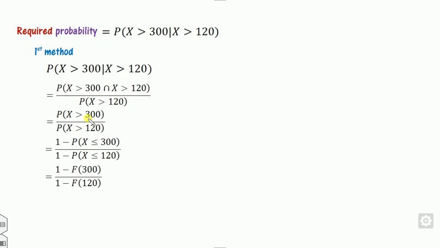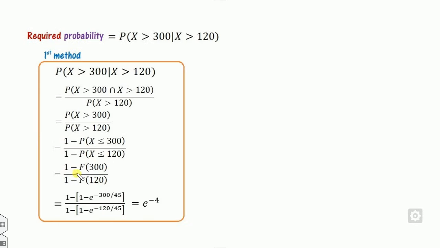Otherwise you can use the CDF. You can express this as 1 minus F(300) divided by 1 minus F(120). Now you can substitute directly using the CDF. Here lambda, which I just calculated, is 1/45, and x is 300, so you will get this answer. This is the first method.